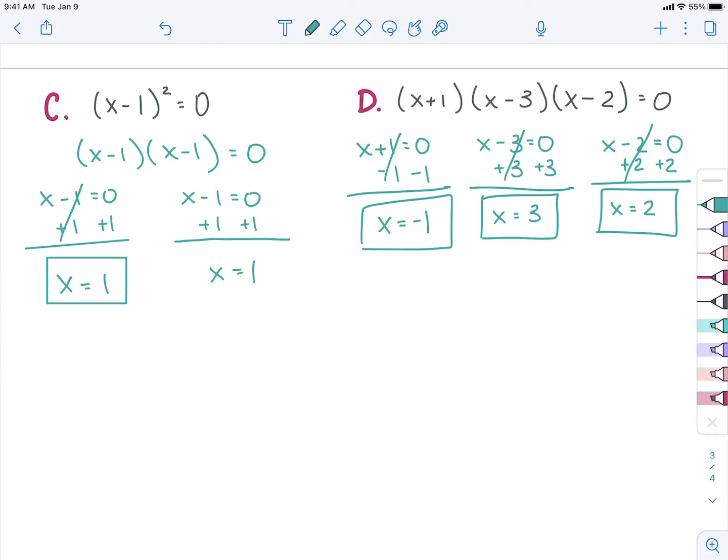So because of the zero product property, anytime we have polynomials that are multiplying each other and they equal 0, we can solve them by just splitting up the factors and setting each factor equal to 0 and solving each factor individually.